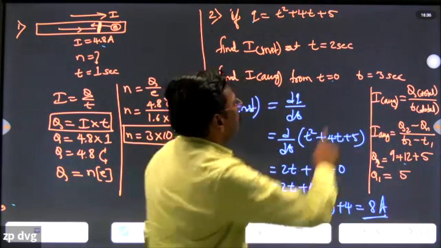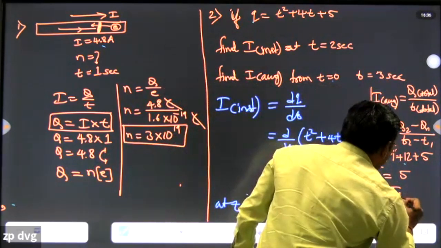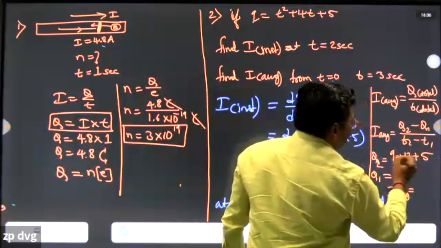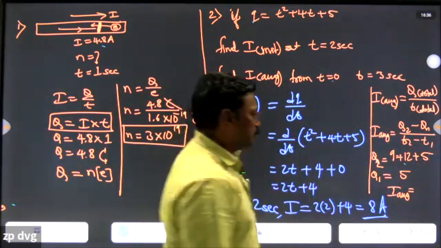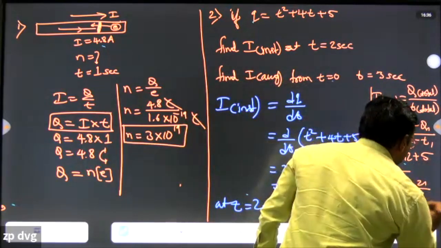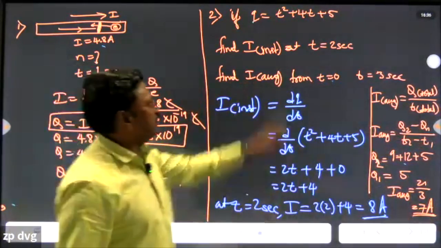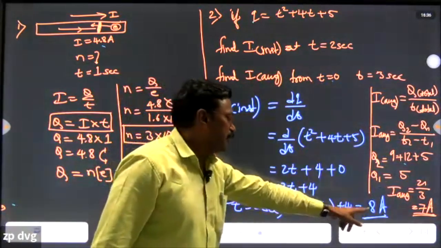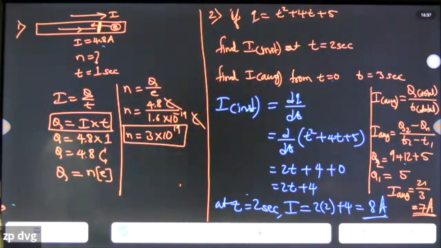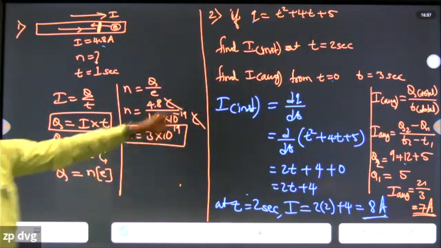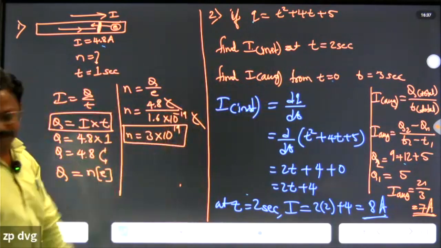The total time taken from 0 to 3 seconds is 3 seconds. So I average is equal to 21 by 3, which gives 7. The average value of current comes out to be 7 ampere in this case, and the instantaneous value of current is 8 ampere at t equal to 2 seconds. So if you are given the equation for Q, you can find the instantaneous as well as the average current by this method. Please make a note of this.